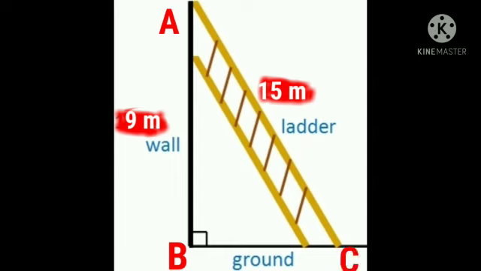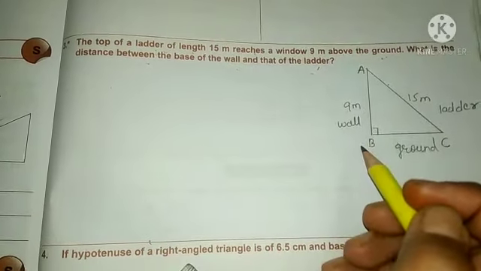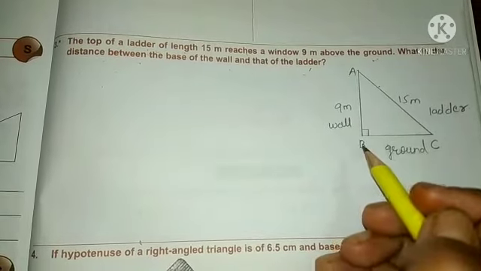So here AC will be your hypotenuse, the ladder will be your hypotenuse, the wall will be your height, and the ground will be your base. Clear? So what do we have to find out in this question? We have to find out the base, the distance between the base of the wall and the ladder.